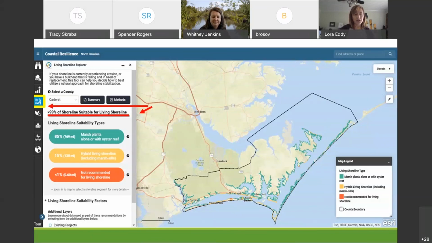You'll also notice under this red line that there's a summary statistic. This tool is based primarily upon the wave exposure for the shoreline, and it's saying that a lot of the shoreline in Carteret County is actually suitable for some type of living shoreline project. You can also see now we have these three different color buttons of green, yellow, and orange. That is showing the different living shoreline design types that might be suitable for that shoreline. And now I'm going to jump to the next one.